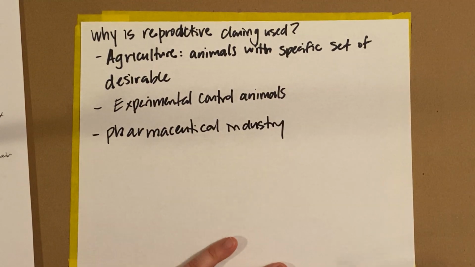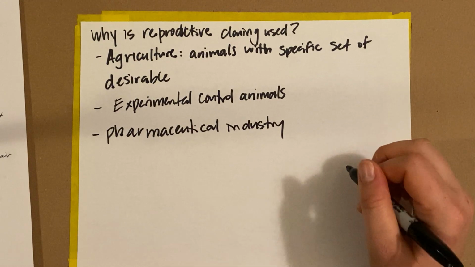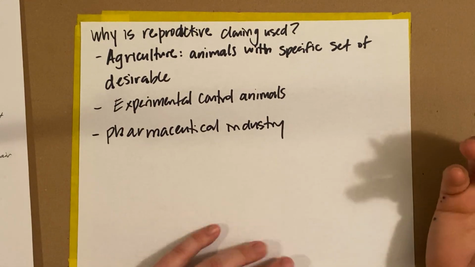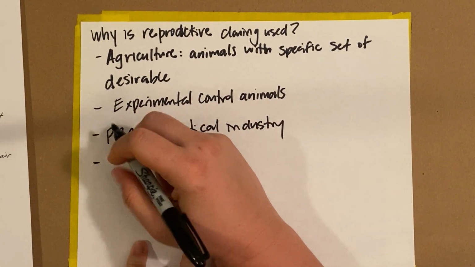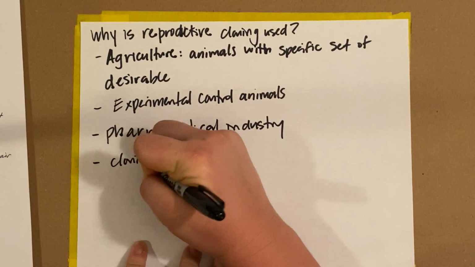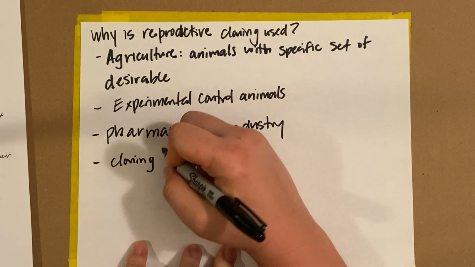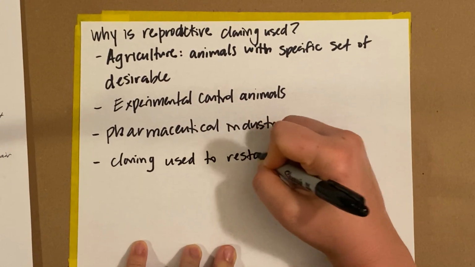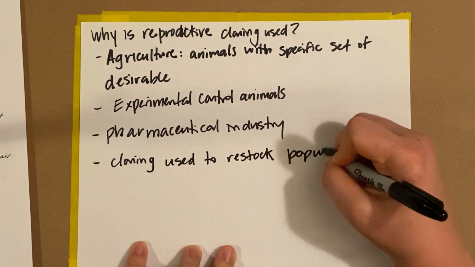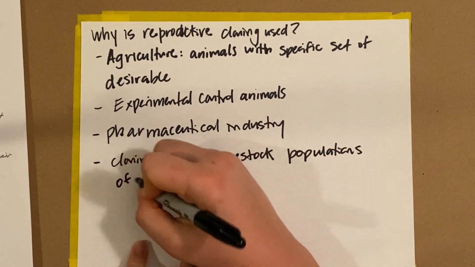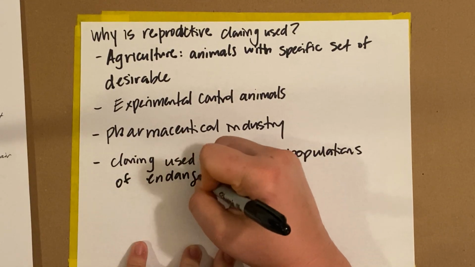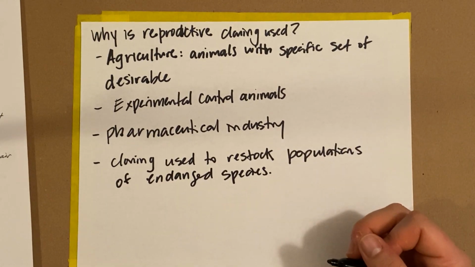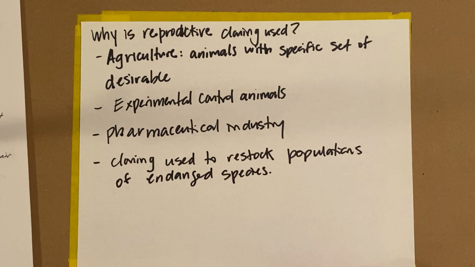Okay, so to be able to ultimately try to make cells or make an organ that you could then transplant to someone. And they also have done this for reproductive cloning used to restock populations of endangered species. Okay, so if we have species that are really endangered, this is one way to kind of help their population.